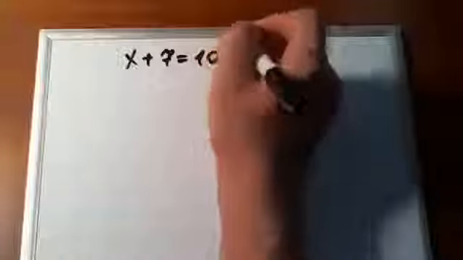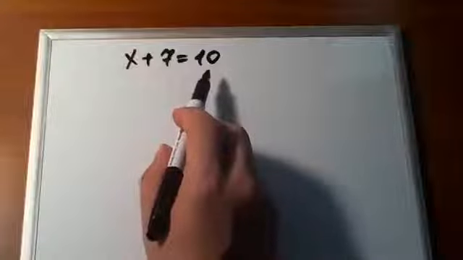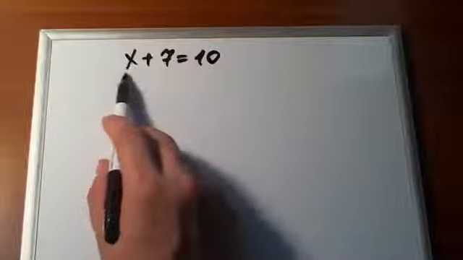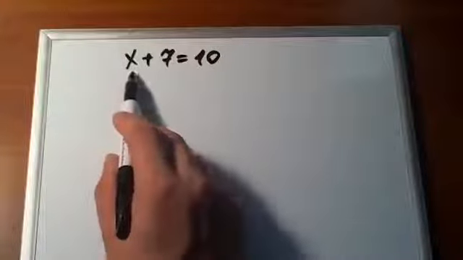Before getting into linear equations with multiple unknowns and systems of linear equations, let's see if we remember how to solve linear equations with only one unknown, with only one variable. For example, x plus 7 is equal to 10. This is a linear equation with one unknown x, with one variable x, and we need to find what x is.